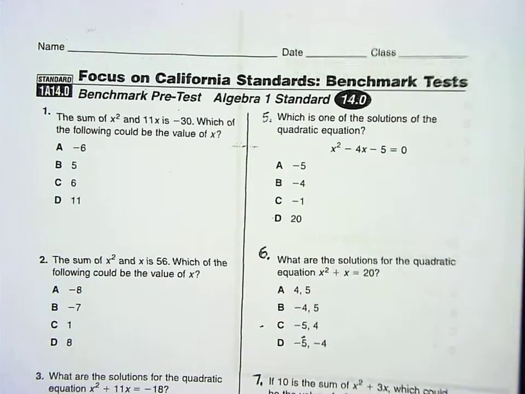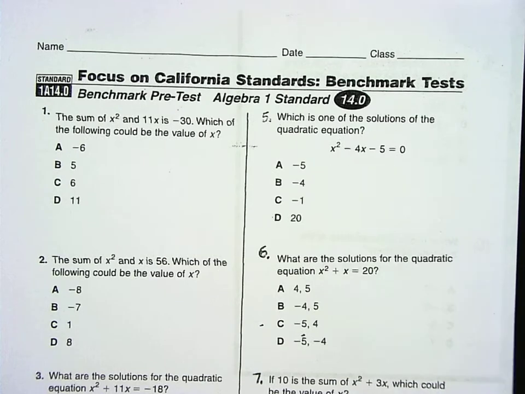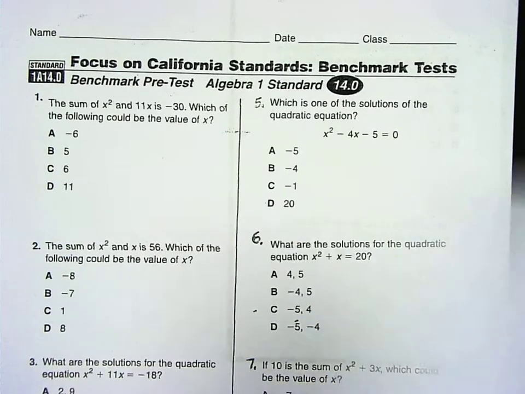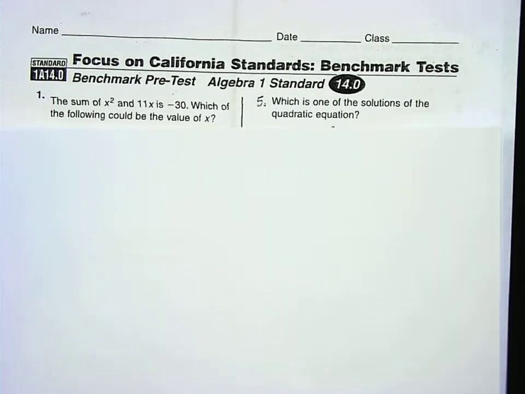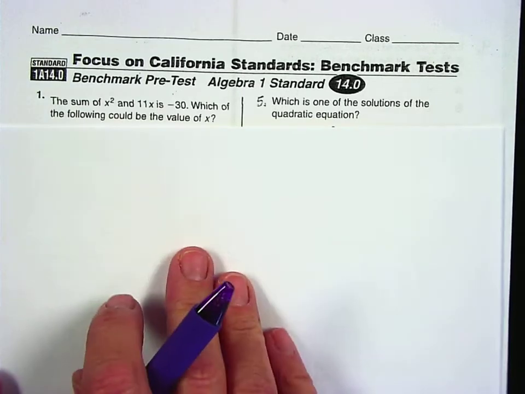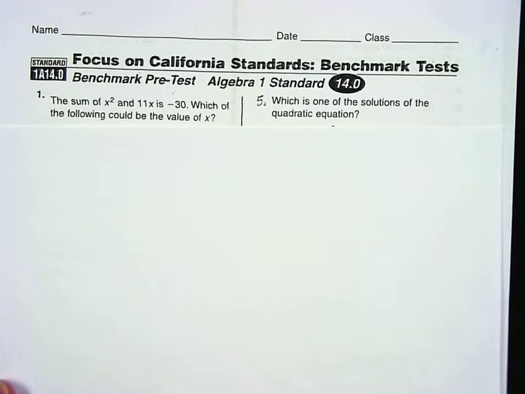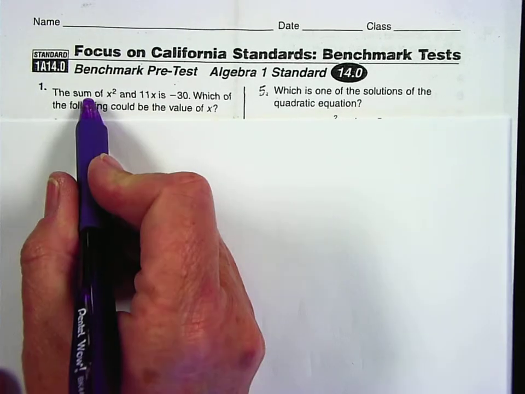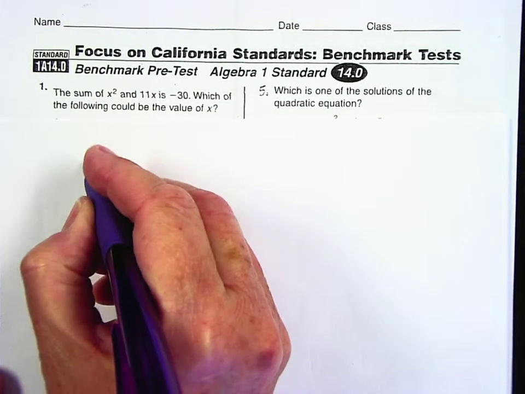Okay, we took this assessment in class, and I'm going to go over it step by step for those of you who are struggling. Number 1, the sum of x squared and 11x is negative 30. The first thing you have to understand is sum means we're going to add.